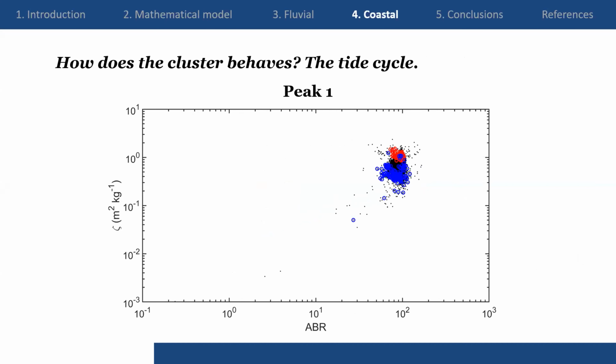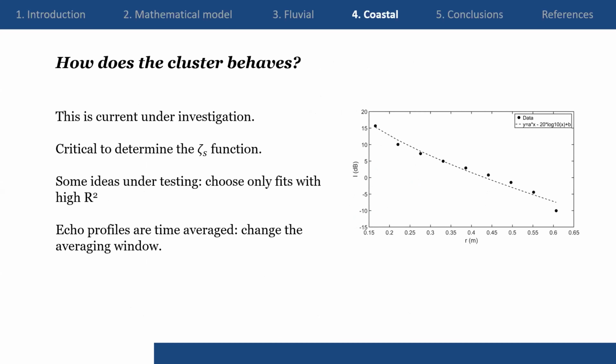So for the first peak, we see that during the rising, the red points are clustered in a region, and in the falling tide, they cluster in a different one with small overlap. But for the second peak, there is almost a complete overlap between rising and falling. And for the third peak, this overlap still persists, but the shape is different. So this is what we are doing now, and we are trying to investigate what is the physics, what is the meaning of these results.